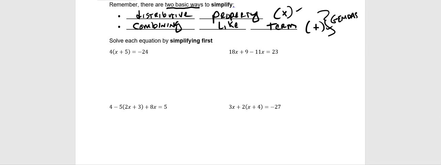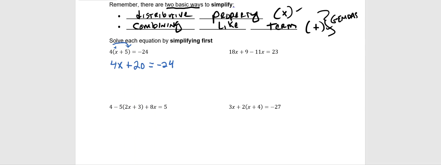So in the first equation, we see that 4 parentheses x plus 5 equals negative 24. Given that there are parentheses, it should be a clear indication that I can distribute. So I'm going to take that 4 and I'm going to distribute once and twice. So 4 times x is 4x, plus 4 times 5 is 20. That equals negative 24. From there, I can see that I'm looking at a two-step equation.